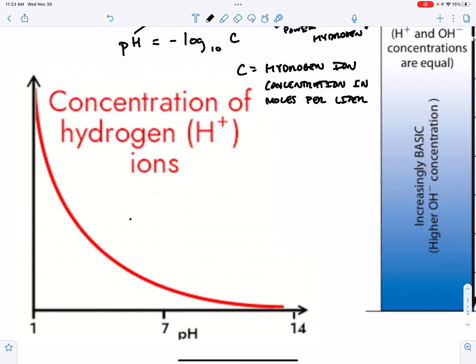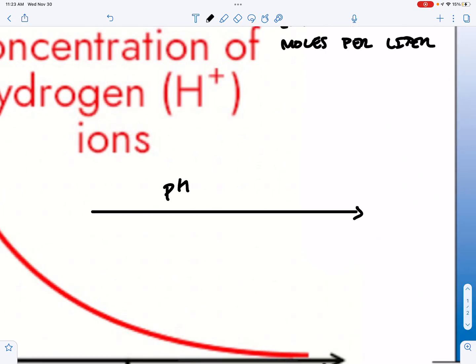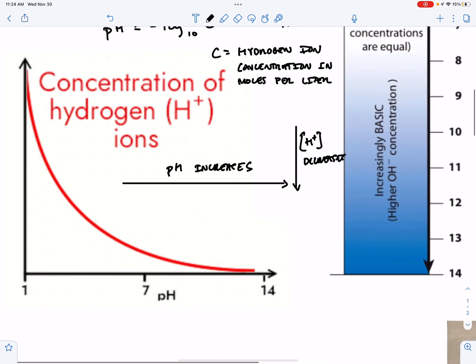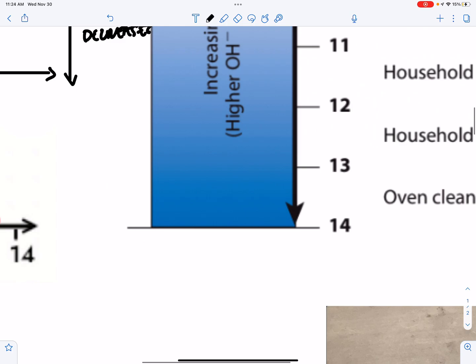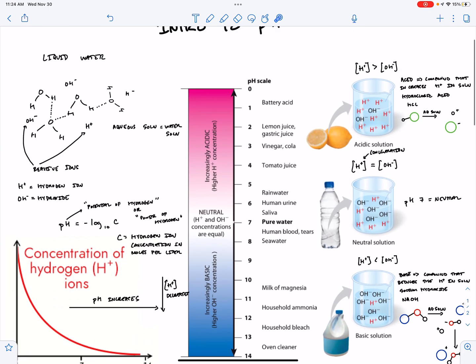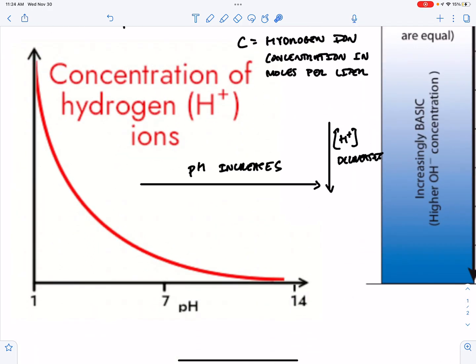So overall, if you look at the trend here, as the pH increases, the concentration of hydrogen ions in solution decreases. This means very basic things have, as you know, a very small amount of H plus in solution relative to OH minus, and very acidic things, which have low numbers, have large concentrations of H plus in solution.